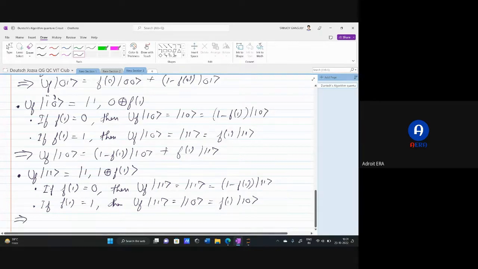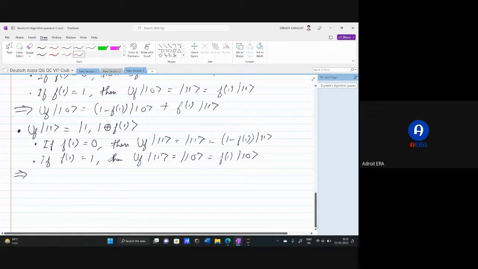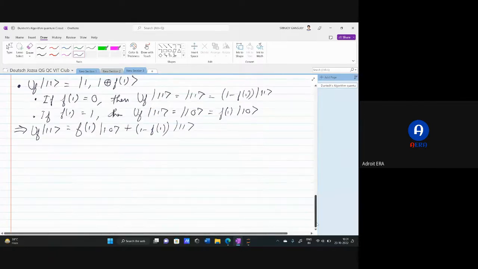Okay, and now what we are going to get, Uf applied to ket 1 1 is equal to f of 1 1 ket 0 plus 1 minus f of 1 1 ket 1. Now by solving all this, what will be ket phi 2? We are going to solve ket phi 2, right? Because we need the state after the oracle, because from that only we can then apply the Hadamard gate and find out step 3.